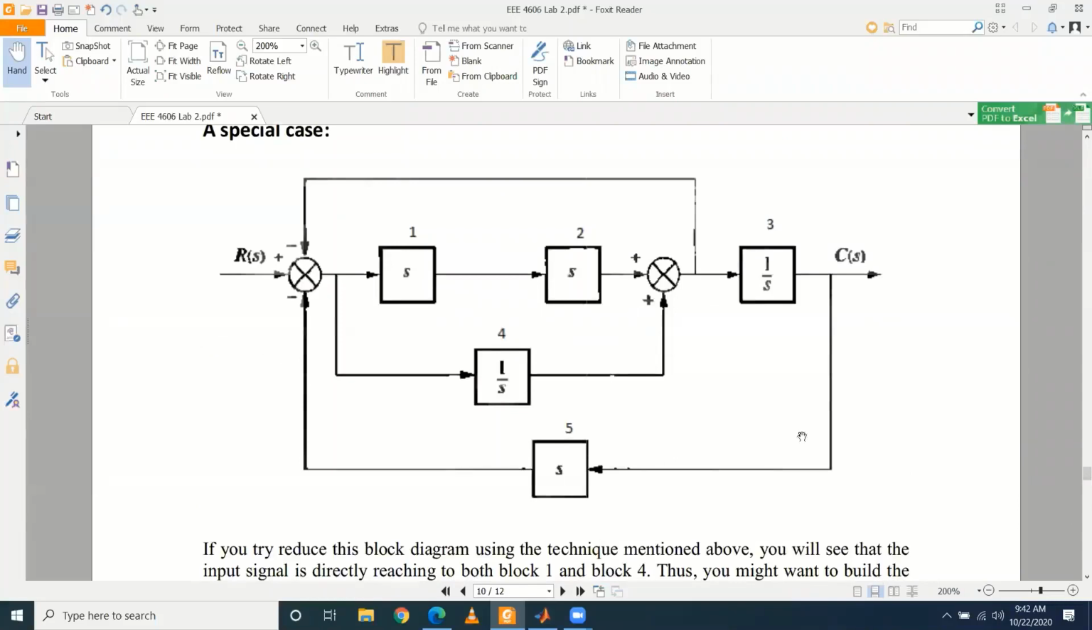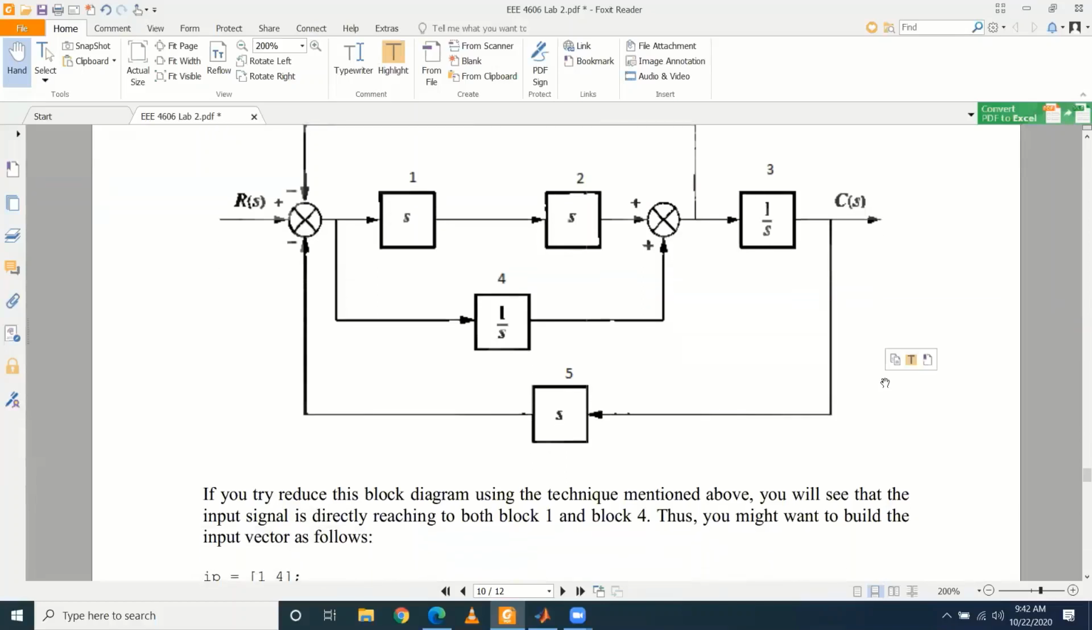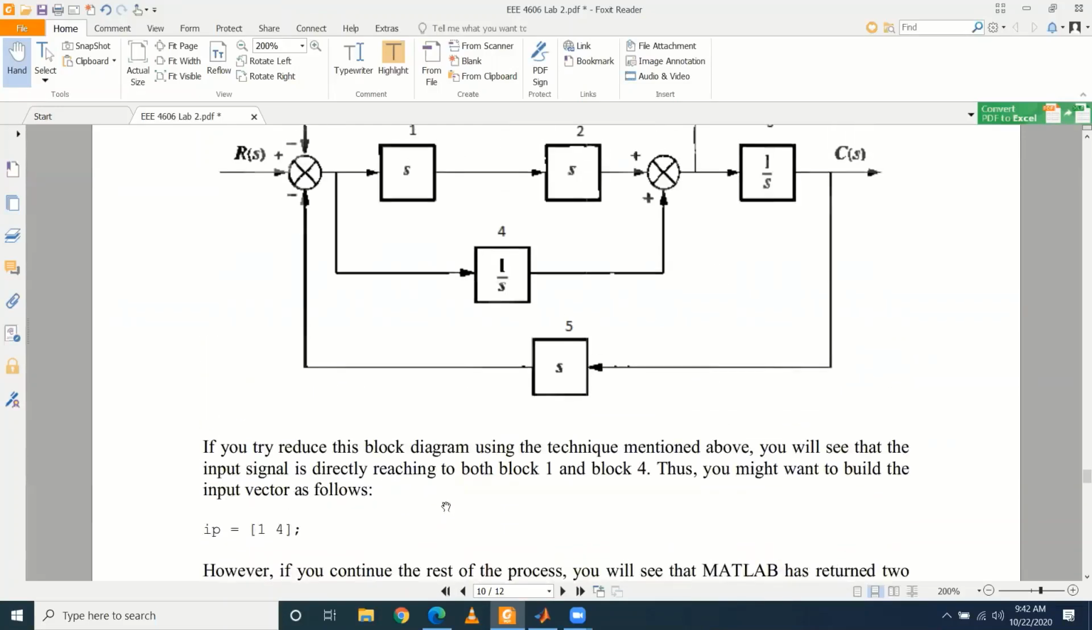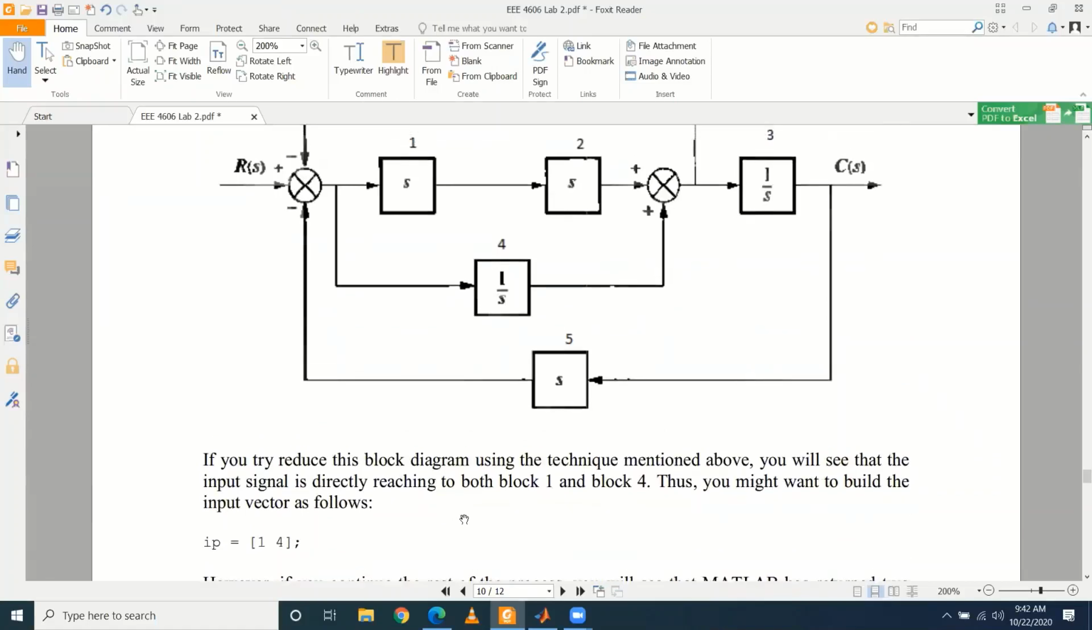So in this case, we have to define two separate inputs, basically. Everything else will be the same, but for the input, we have to write a matrix 1 and 4. This signifies that the input is entering both block 1 and also block 4. And the rest of the process will be the same as the previous one. But the end result, can you tell me what might happen at the end result? At the end? No, sir.